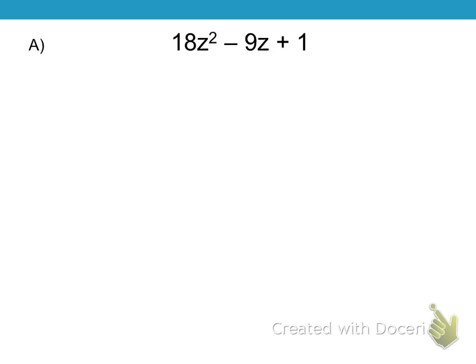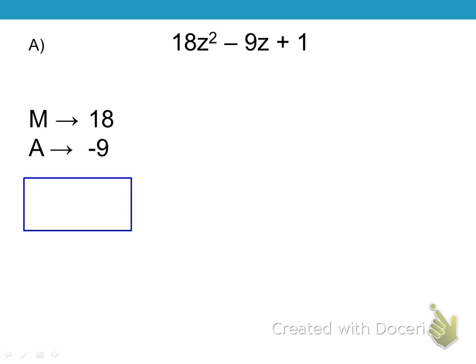What we can do, though, is multiply the leading coefficient and the constant. What is 18 times 1? 18, so that's my M. What's my A? -9. -9, good. Then what? You gotta find the two numbers that multiply to 18, add to -9. To multiply to get a positive, but add to get a negative, they're both going to have to be negative. So what do you guys think? -6 and -3 will work. Good.